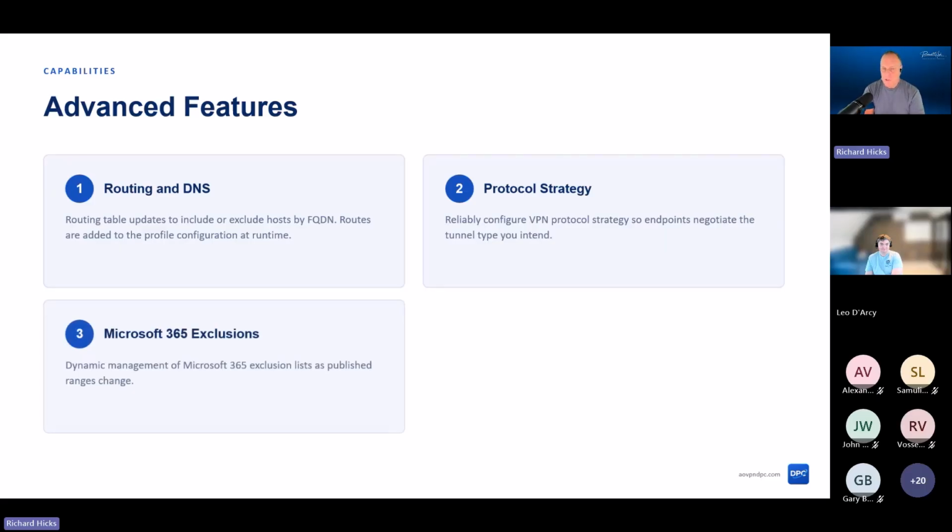Microsoft 365 inclusions. If you are doing forced tunneling or full tunneling, you're bringing all traffic over the VPN tunnel, all internet traffic.